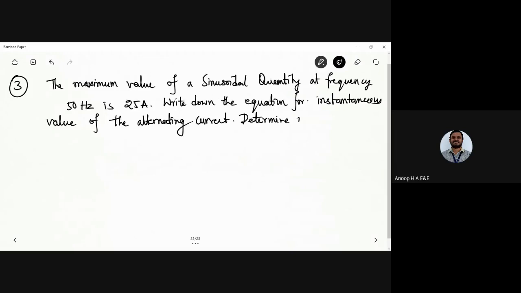Determine its value at t equal to 3 milliseconds and t equal to 14 milliseconds. You will be able to do this problem. I'm giving it as an assignment also. You can submit it after a week. You'll be able to solve this quite simple problem, and you can let me know the answer.